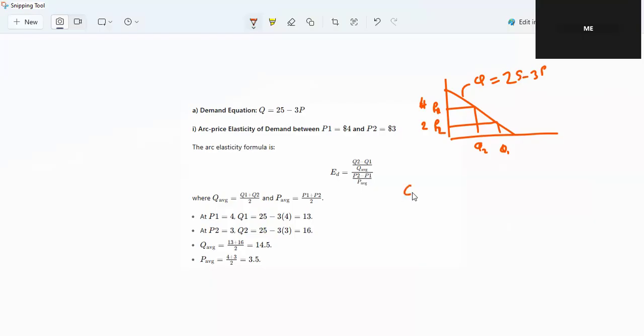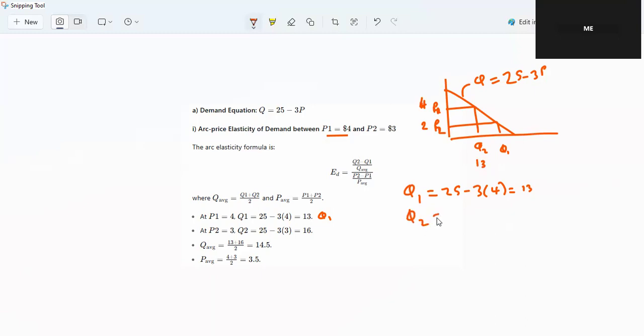So our Q1, we substitute in the P1. Where there is P, we put 4. So 25 minus 3P, where there's P we put a 4. So 25 minus 12. What do we get? 13. So this is our Q1. So the 4 will correspond to the 13 here. Then we do the same at P2 to find our Q2 in here.